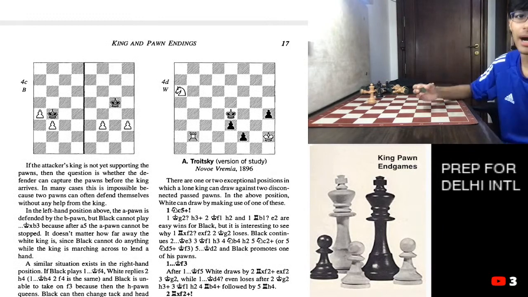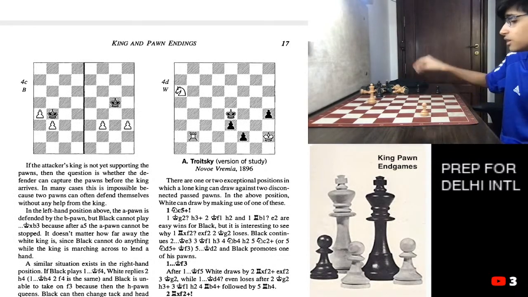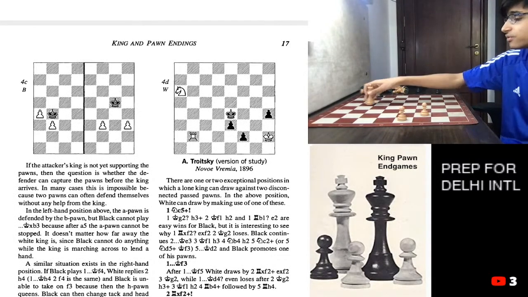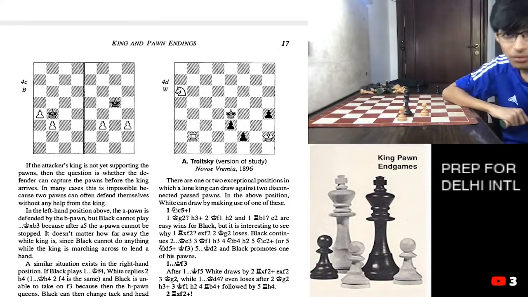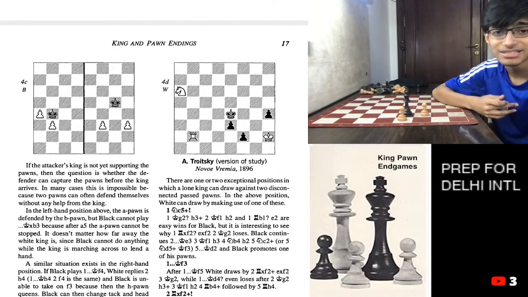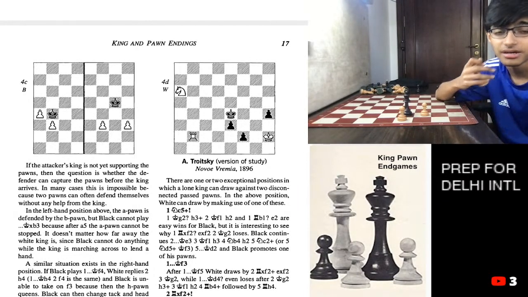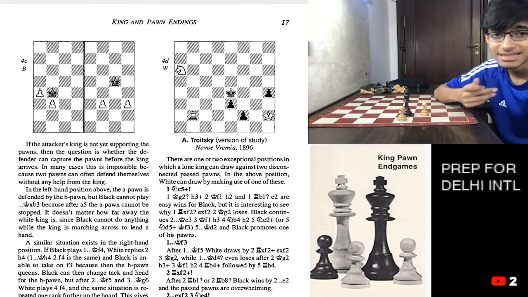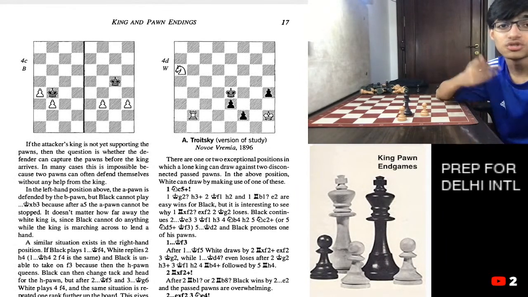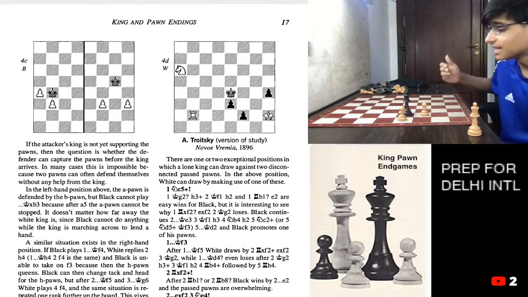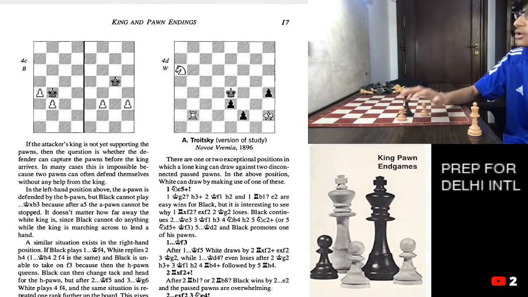Moving on, what happens if the white pawns are on b3 and a4 and the black king is on b4? If the attacker's king is not yet supporting the pawns, then the question is whether the defender can capture the pawns before the king arrives. In many cases, this is impossible because 2 pawns can often defend themselves, and this is a scenario.